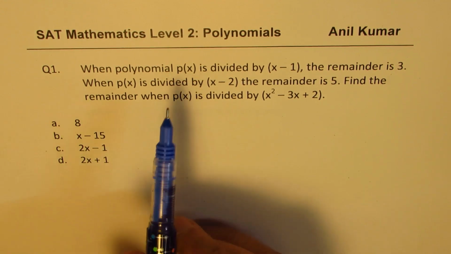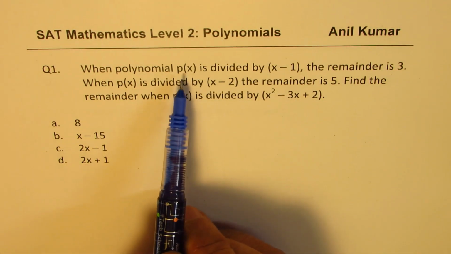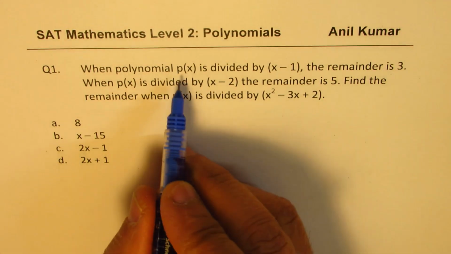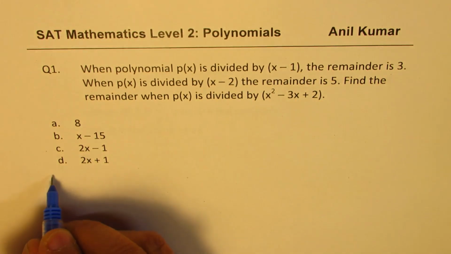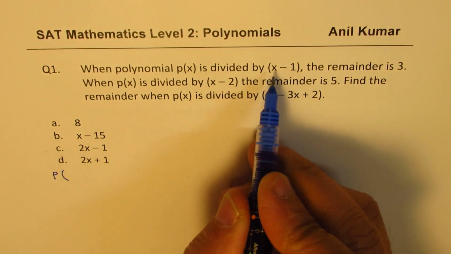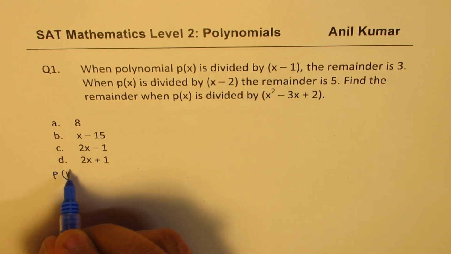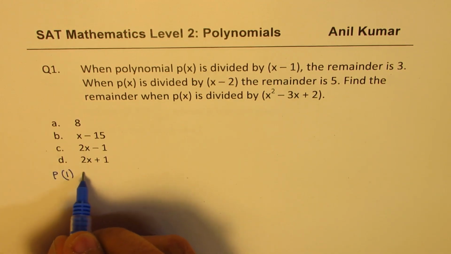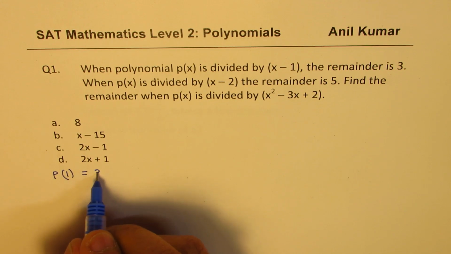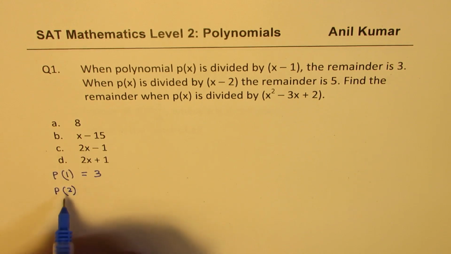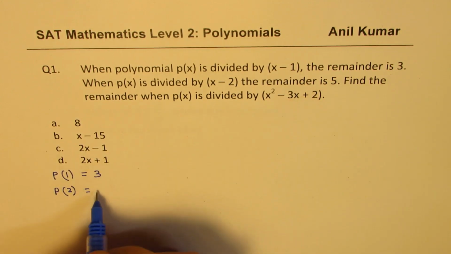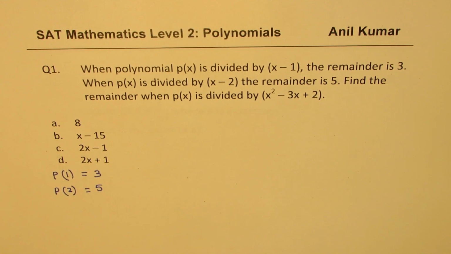You know clearly from the remainder theorem that when I say that polynomial p of x is divided by this, the remainder is p of what makes this 0? 1. That means the value of polynomial at 1 is the remainder 3, right? Now, same polynomial, when you divide by x minus 2, that means when you substitute 2 in it, you get a remainder of 5. That means p of 2 is 5. That is given to us.